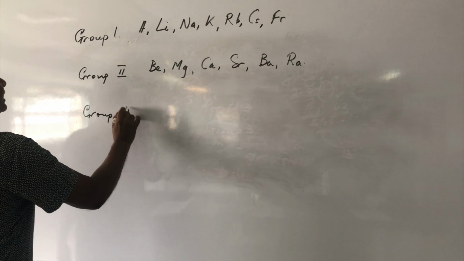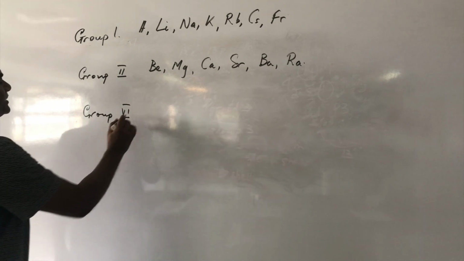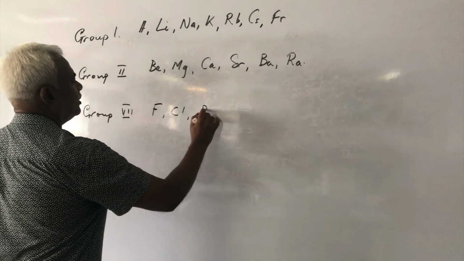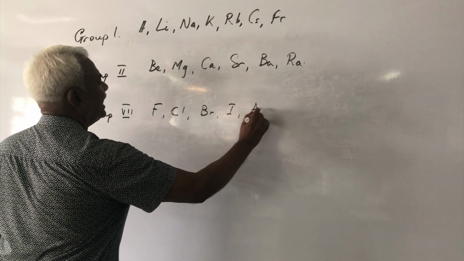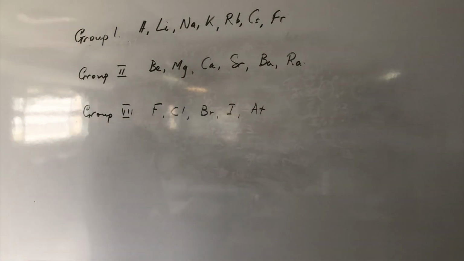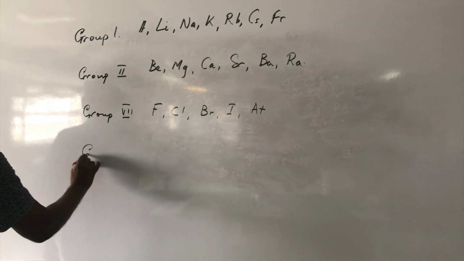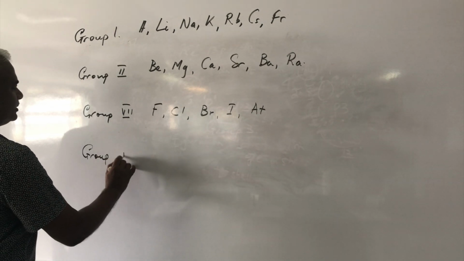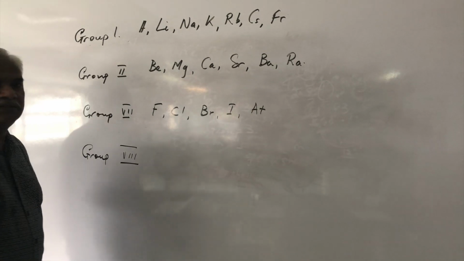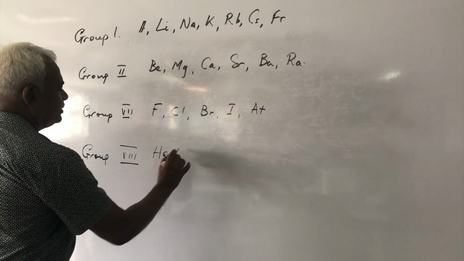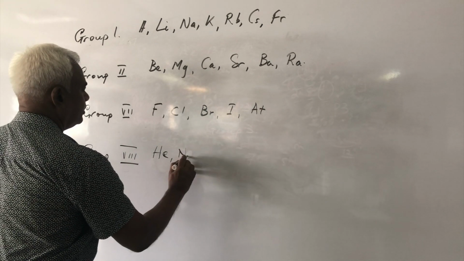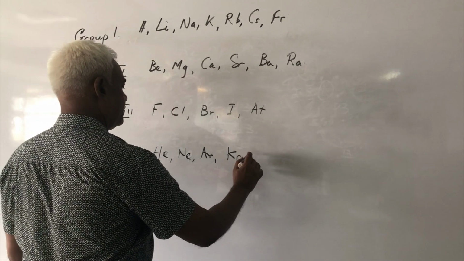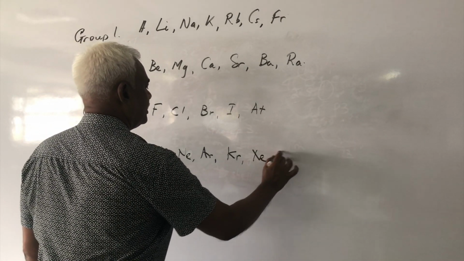Okay? We have group 7. Now, group 7 is fluorine, chlorine, bromine, iodine, and astatine. And then we have group 8. We have helium, neon, argon, krypton, xenon, and radon.